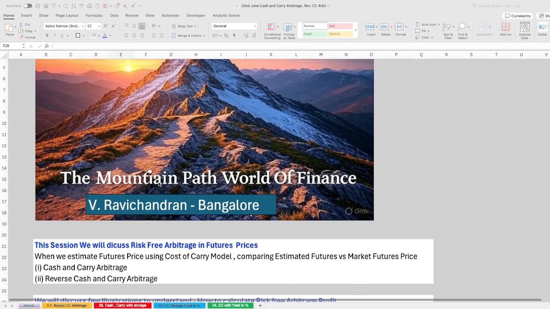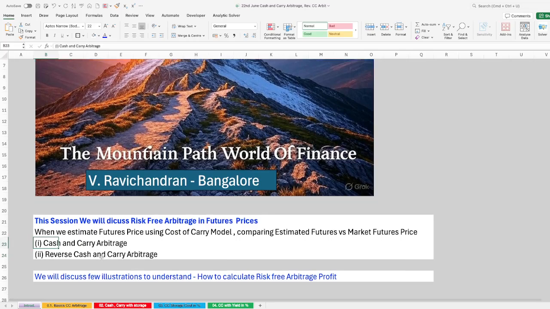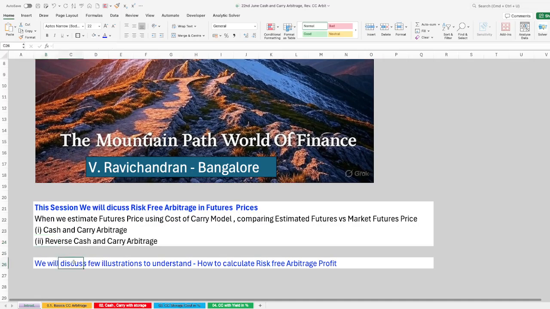This session we will discuss how to estimate risk-free arbitrage in futures price. When you estimate the futures price using the cost of carry model, the market futures price will either be greater than the estimated price, or less than the estimated theoretical price. We are going to discuss two types of arbitrage: cash and carry arbitrage and reverse cash and carry arbitrage, and how to calculate them using some simple illustrations.